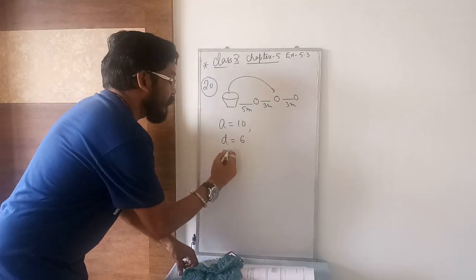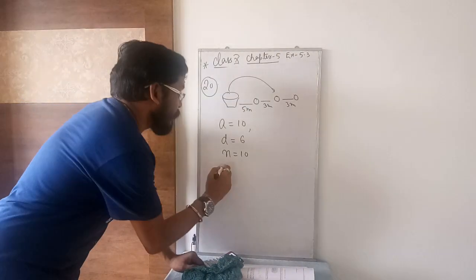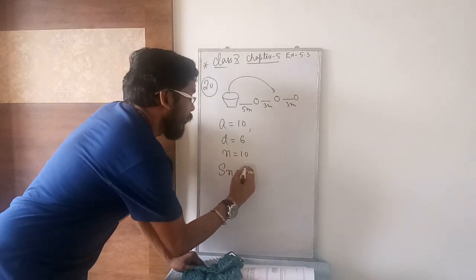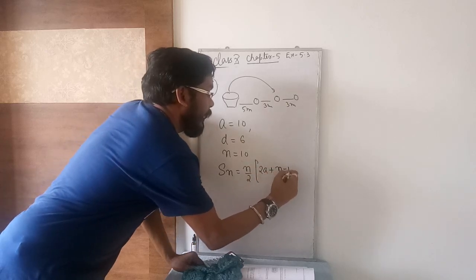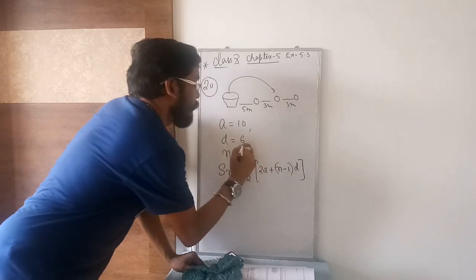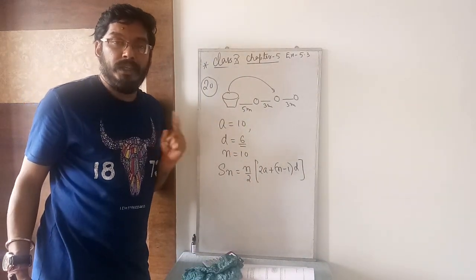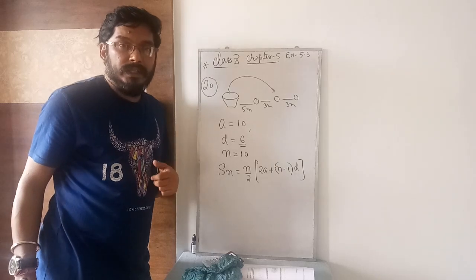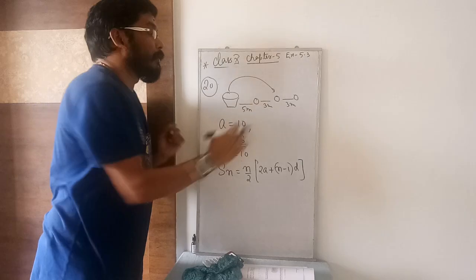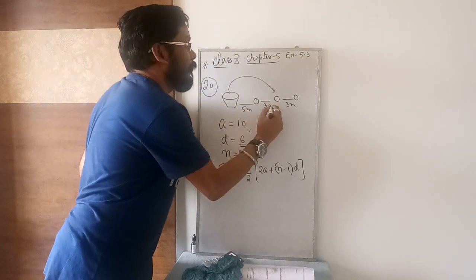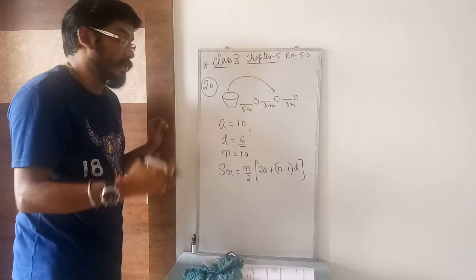The number of potatoes is 10, as given. You have to find the total length covered. So S_n equals n by 2 times (2a plus (n minus 1) d). Hope you have understood the values: the first distance covered while picking the first potato is 10. While picking the second potato, the total distance covered was 16. 5 plus 3 is 8, going 8, returning 8, 8 twice is 16, and 16 minus 10 is 6.